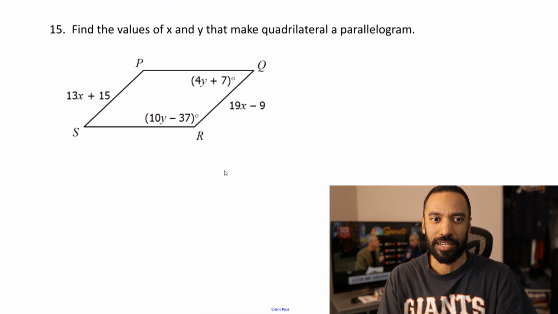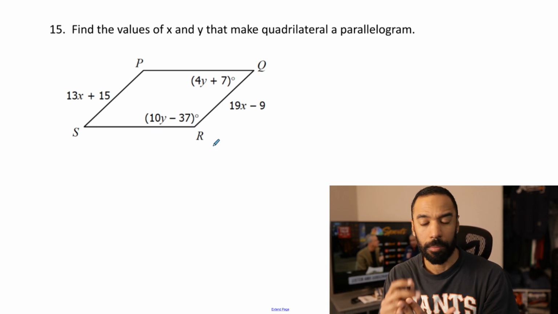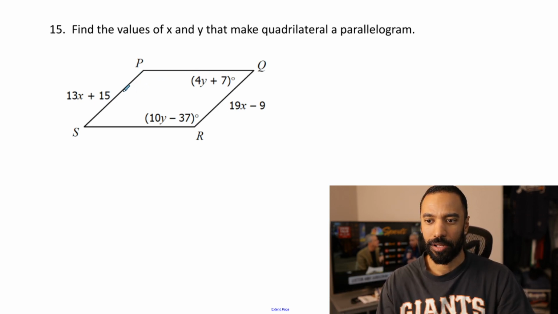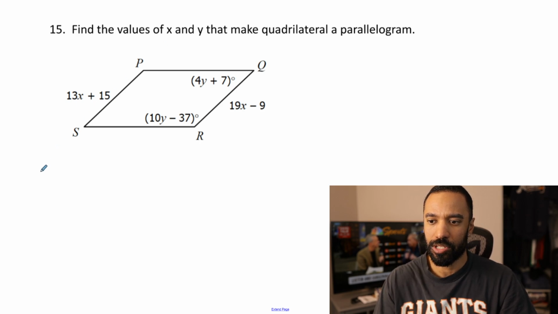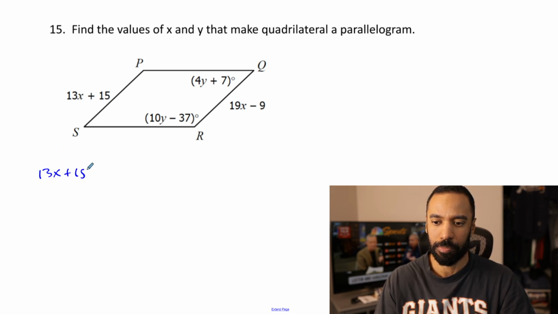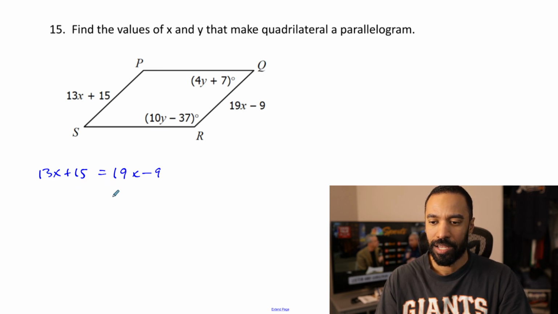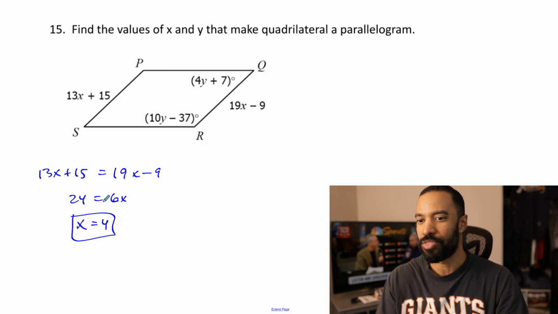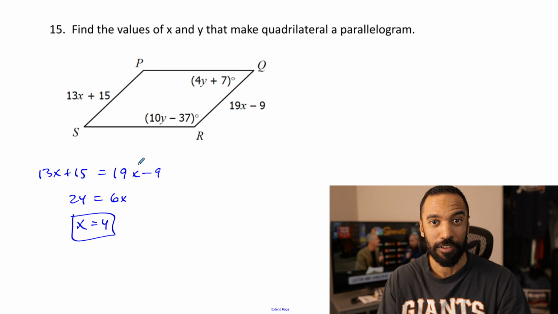Okay, number 15. Let's find the values of x and y that make the quadrilateral a parallelogram. We're going back to our properties from before. In a parallelogram, opposite sides should be congruent. So to solve for x, I'm going to set 3x plus 15 equal to 19x minus 9. Subtract 13x from both sides. Add 9 to both sides. Divide both sides by 6. That's the value that would make it a parallelogram, but I still need to find y.